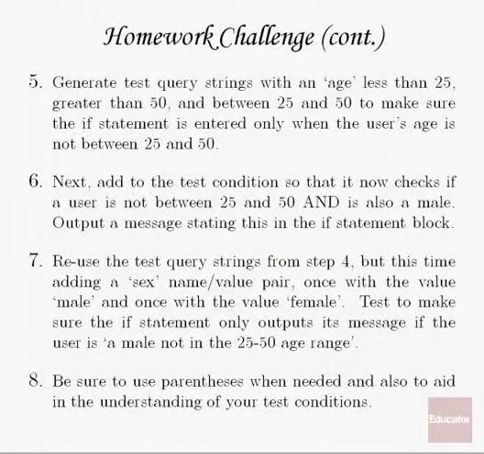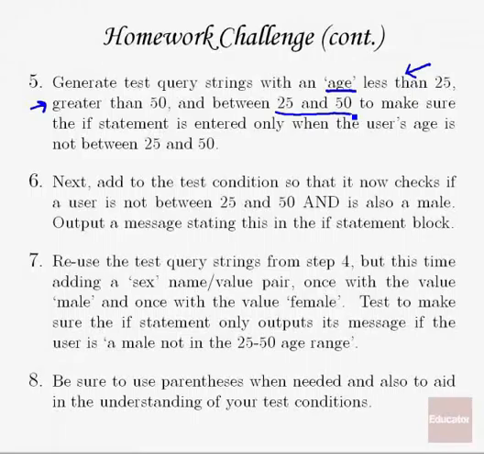And the way you can test that is to generate test queries where you set age equal to 3 different values to make sure that the test condition is completely evaluated. You set it once equal to a value less than 25, once equal to a value greater than 50, and once to a value in between 25 and 50. When you run these test queries, the only time that you should see output is when the user's age is not in the 25 to 50 range. So go ahead and test that and make sure that it's running correctly.